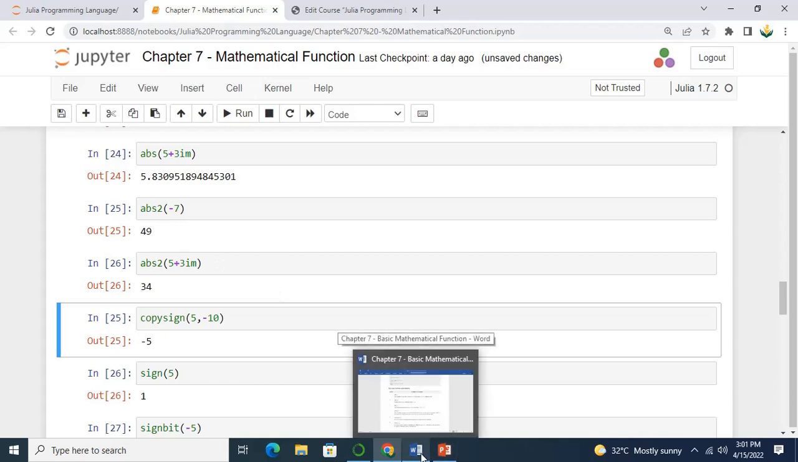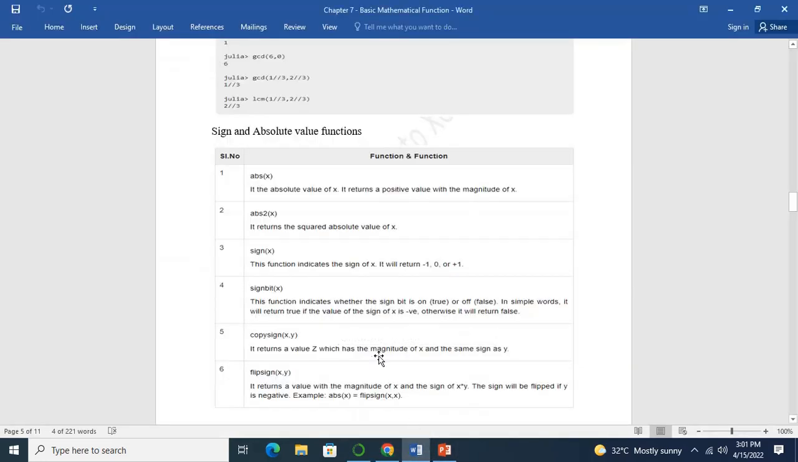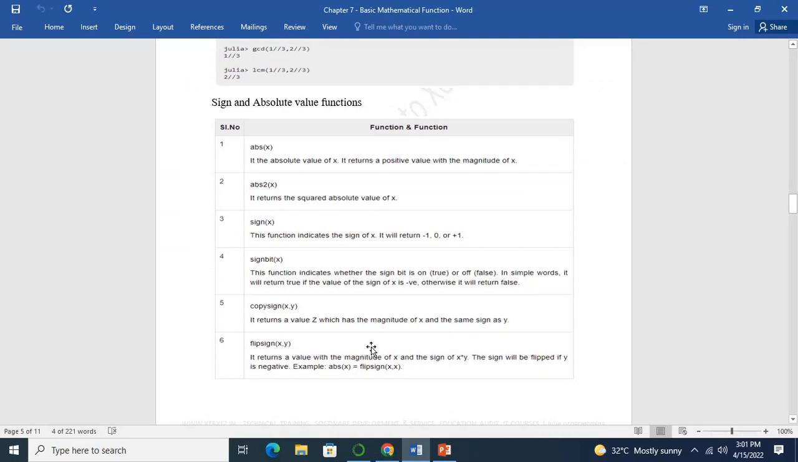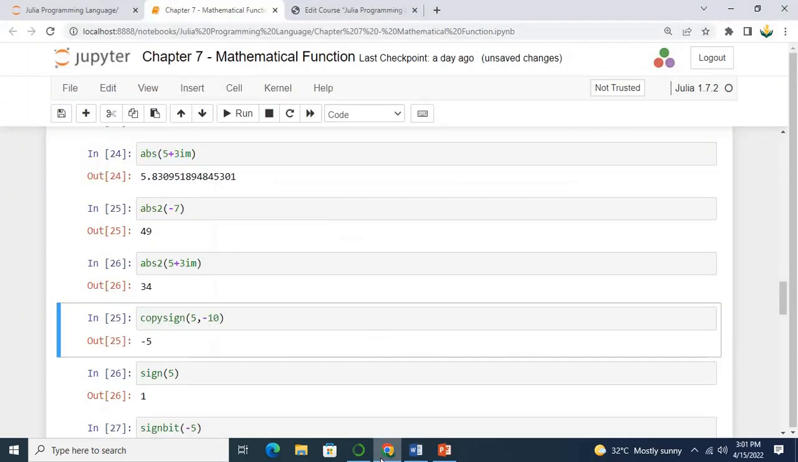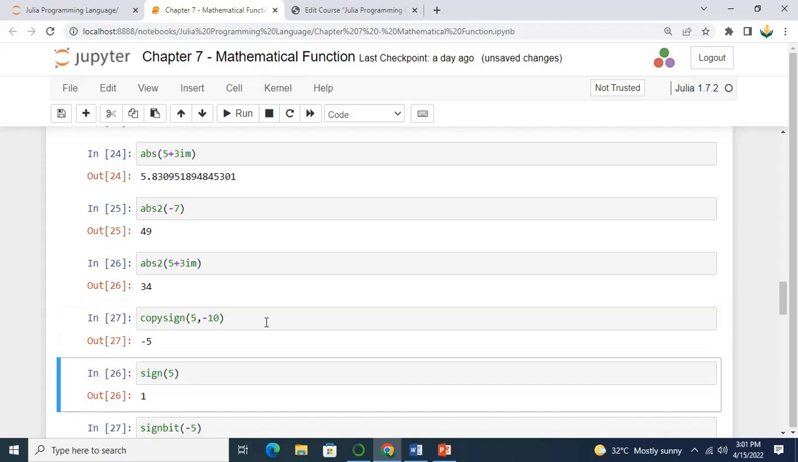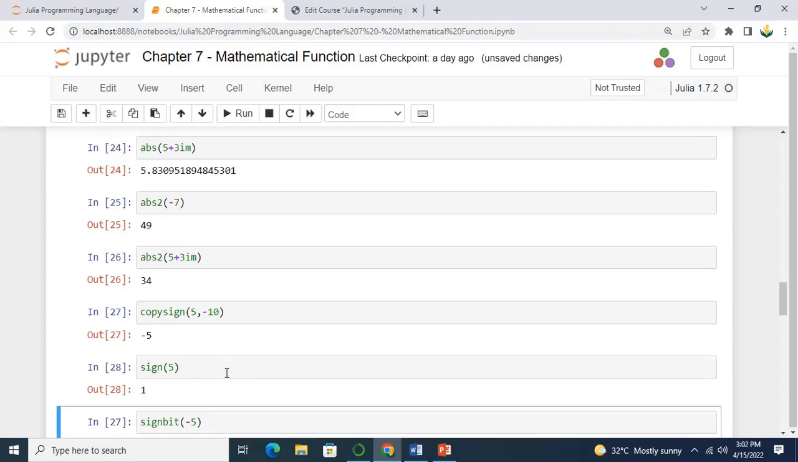There is another new method called copysign as far as Julia is concerned, which returns a value z which has the magnitude of x and the same sign as y. For vector data, this copysign can be used. In my case I have taken 5 comma minus 10, so I'm going to get the value as minus 5.